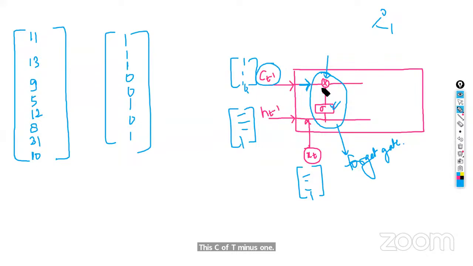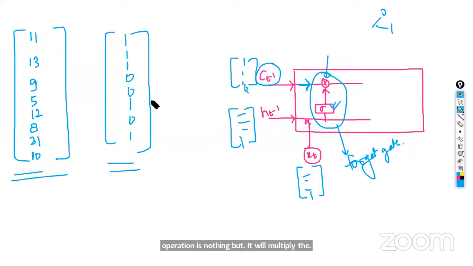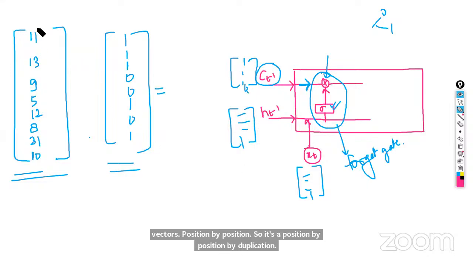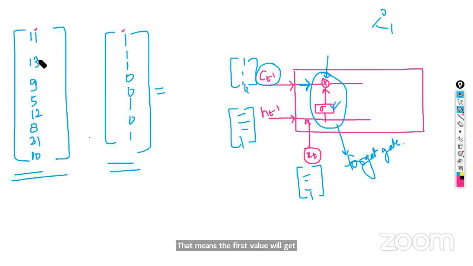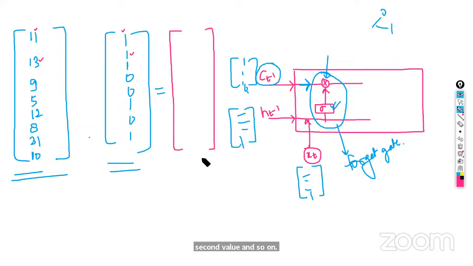A pointwise operation multiplies these two vectors position by position. The first value will get multiplied with the first value, the second value with the second value, and so on. So what is the output it will generate? Before getting the output, let me remind you once again: this is the vector we are getting because of the sigmoid activation function.